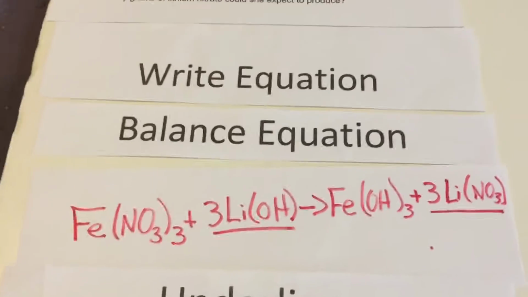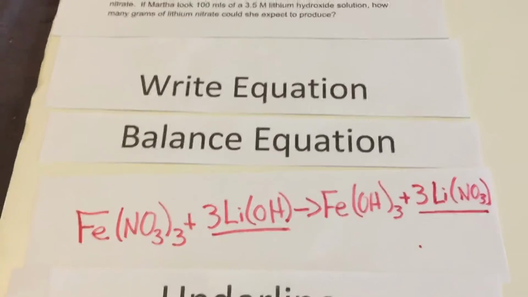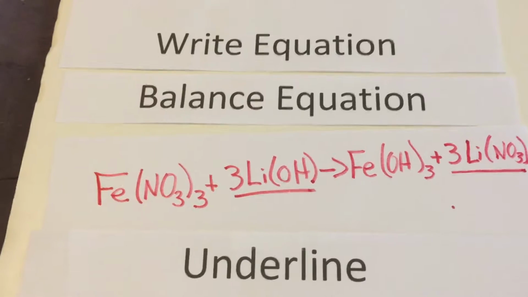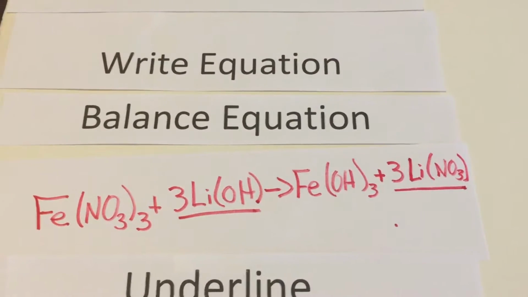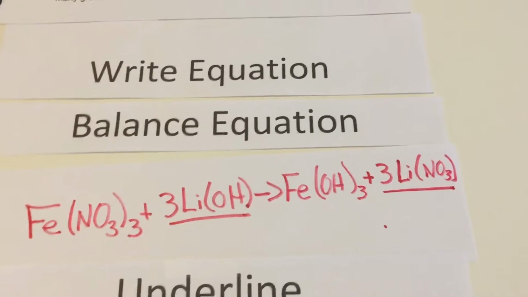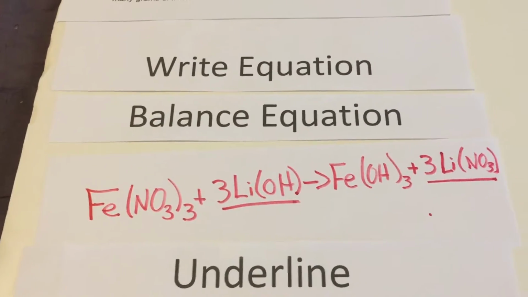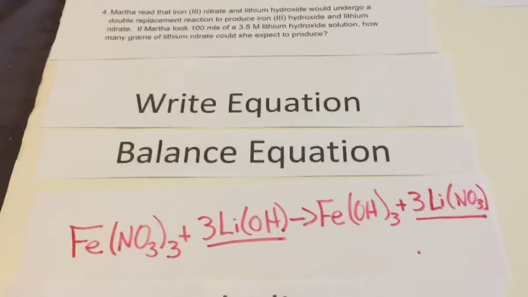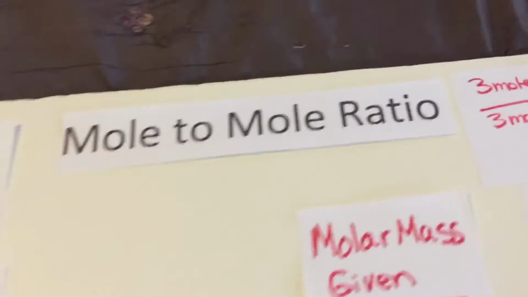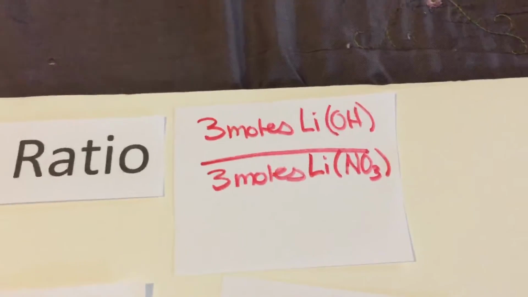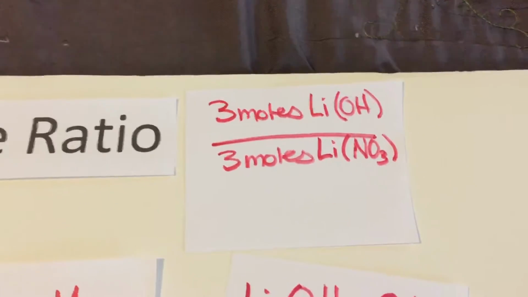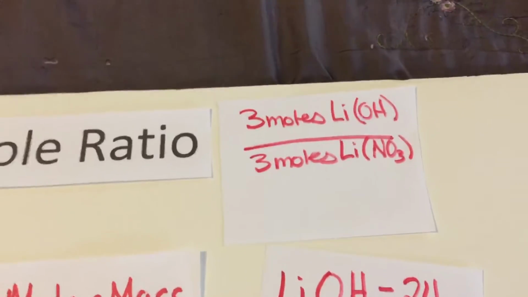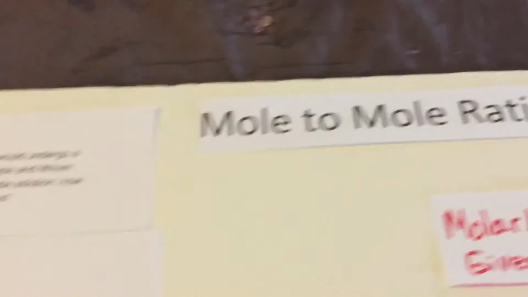Okay, so first thing we're going to do is write, balance, and underline. So the equation is iron nitrate plus lithium hydroxide yields iron hydroxide and lithium nitrate. We're looking at the lithium hydroxide and the lithium nitrate, and it is a 3 mole to 3 mole ratio. So it's 3 moles of lithium hydroxide for every 3 moles of lithium nitrate. You can reduce that to 1 to 1 if you want, or you can leave it at 3 moles per 3 moles, whichever you want to do.